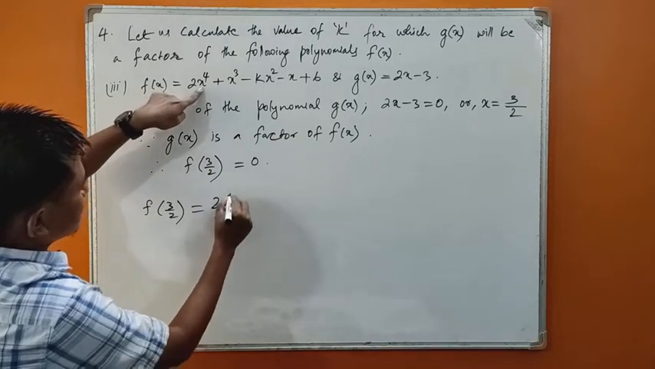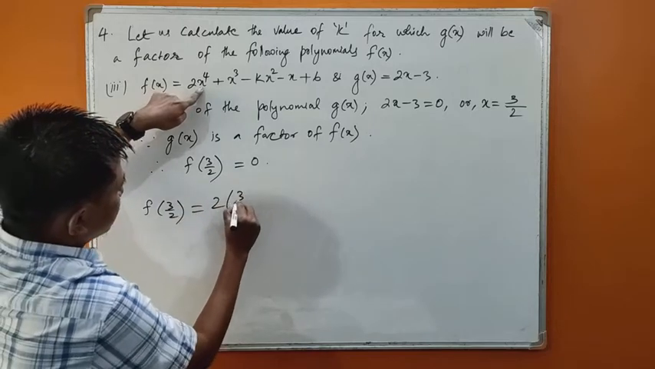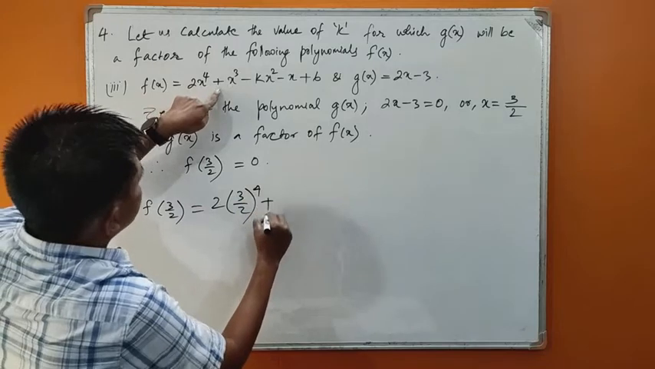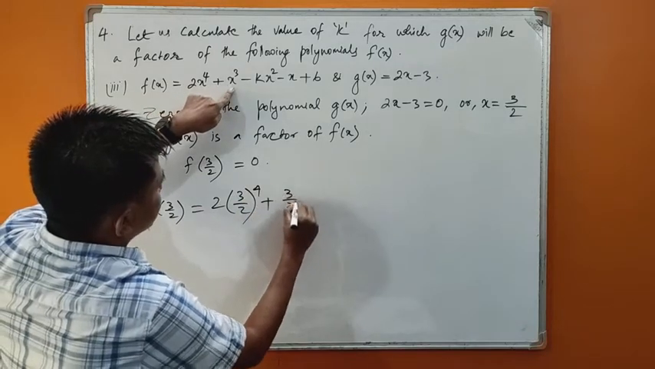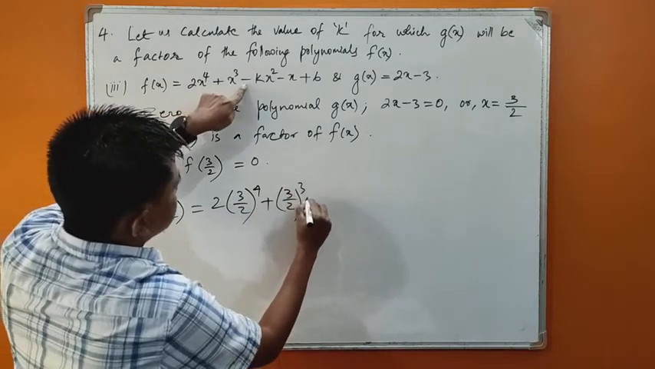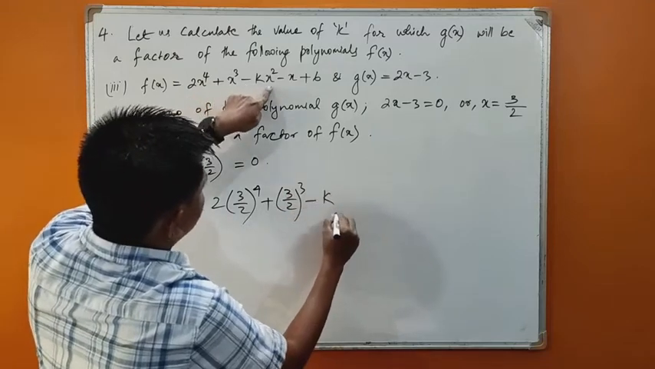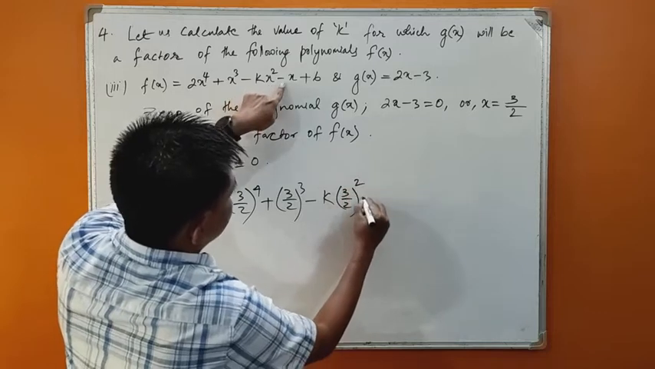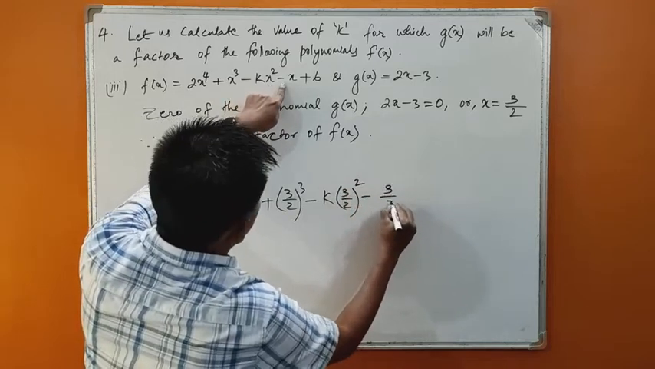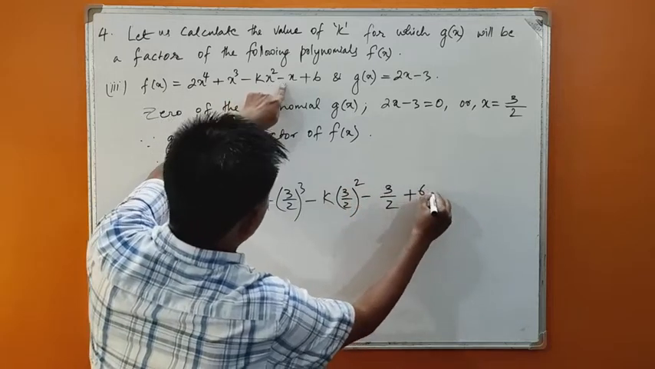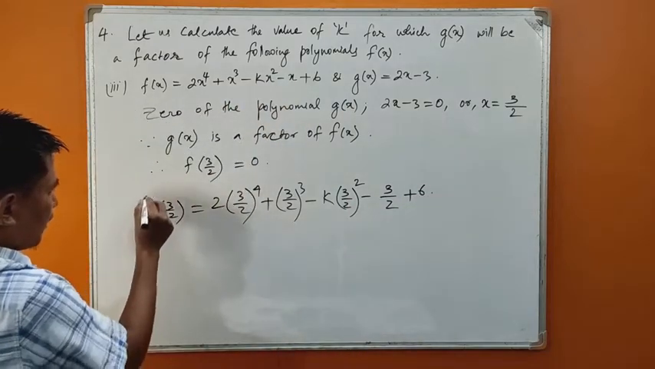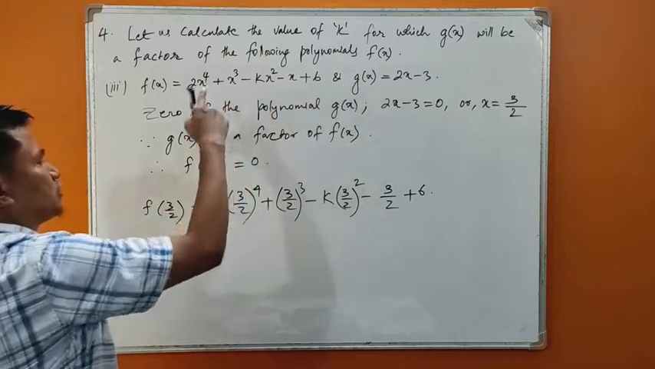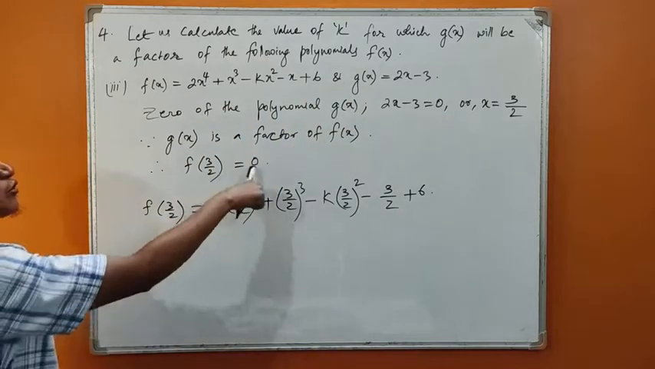2 into x means 3 upon 2, 3 upon 2 whole to the power 4, plus this x means 3 upon 2 whole cubed, minus k, x means 3 upon 2 whole squared, minus x means 3 upon 2, plus 6. Okay, f of 3 upon 2 is 0. The remainder should be 0 because gx is a factor of this expression. To become a factor, the remainder should come 0, isn't it?